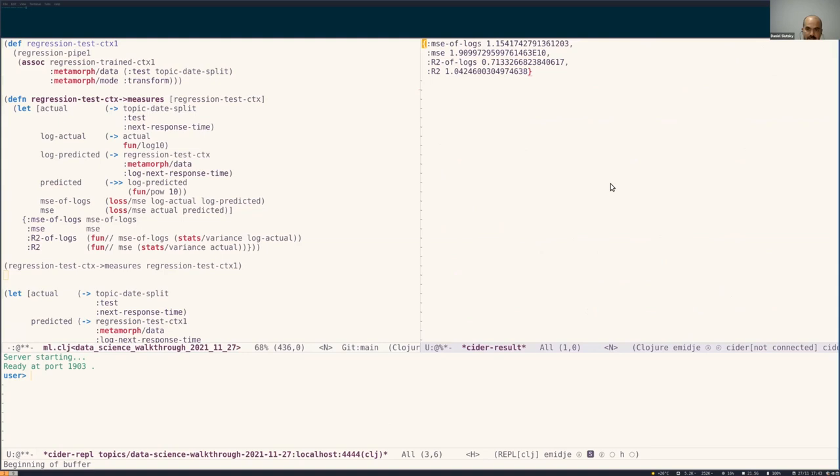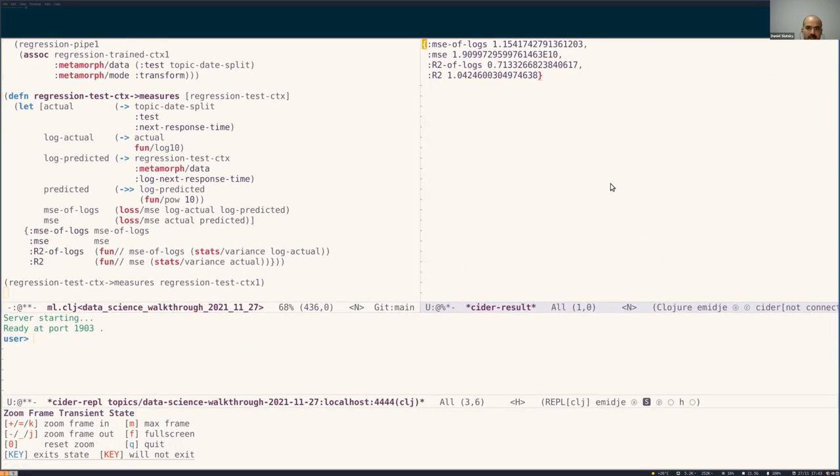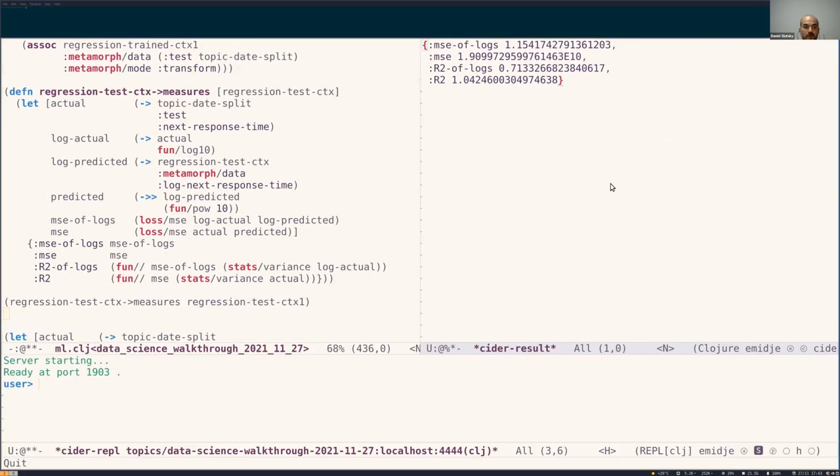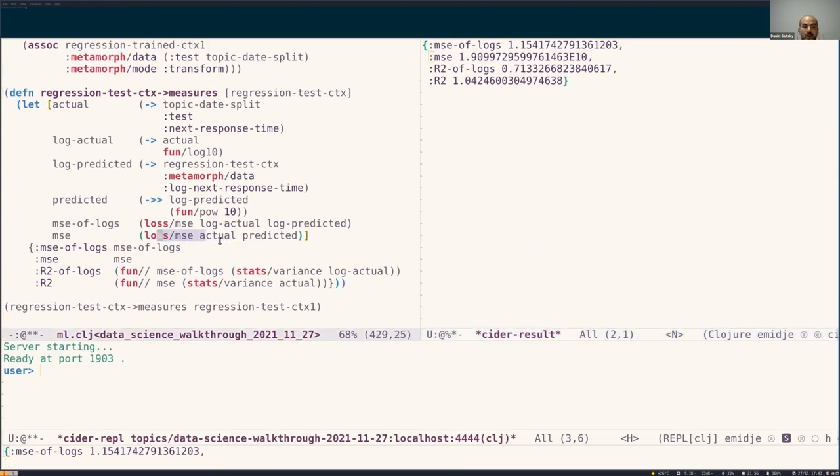So what are these numbers we have here? You see, there is this loss namespace at Scicloj.ml that has many nice functions to compute performance, either loss or accuracy of the models we are creating. And loss means some number that says how bad it is, basically. So the mean square error is a way of computing.